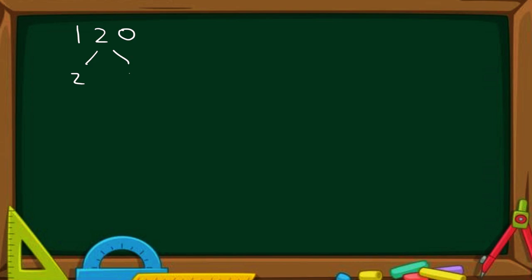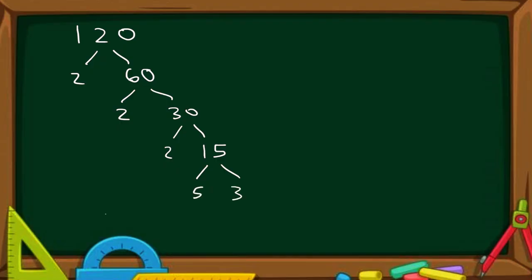120 divided by 2 is 60. Now 60 is an even number, which means that it's divisible by 2. 60 divided by 2 is 30. 30 is also an even number, so let's divide it by 2. That's going to give us 15. And 15 is a composite number that we're familiar with. It's 5 times 3. So these are all the prime numbers that multiply to 120. So 120 is 2 times 2 times 2 times 3 times 5 in ascending order.